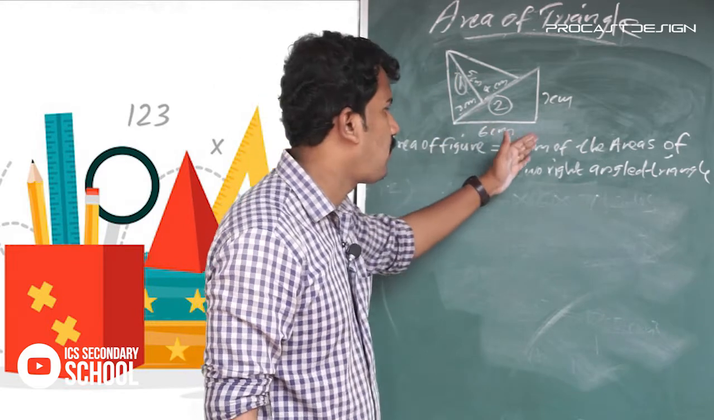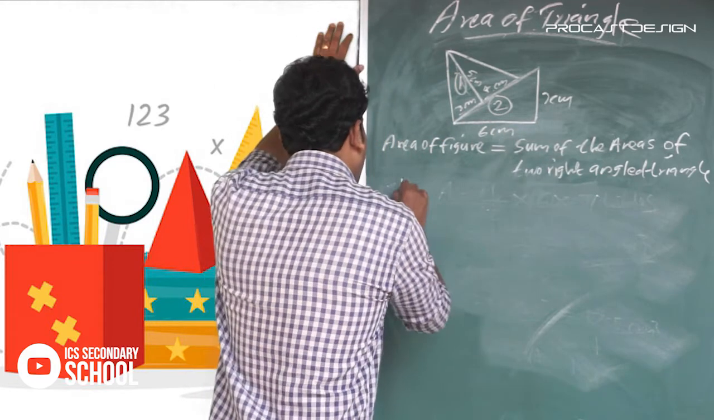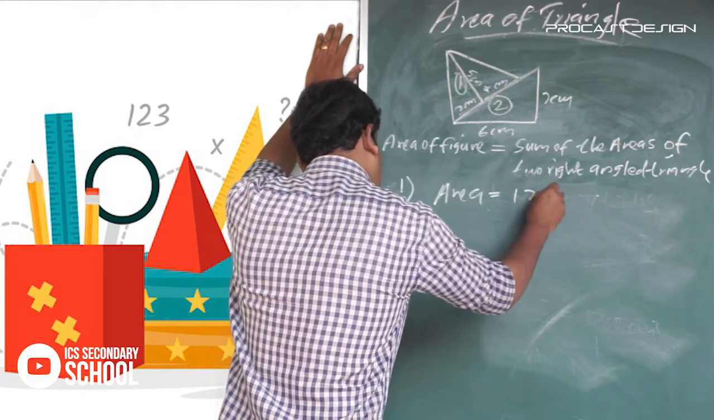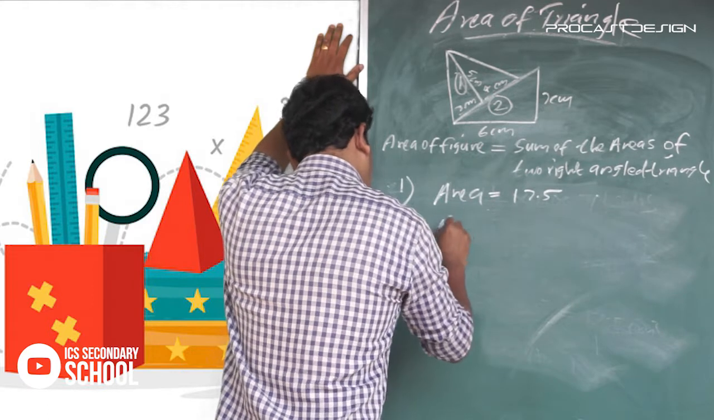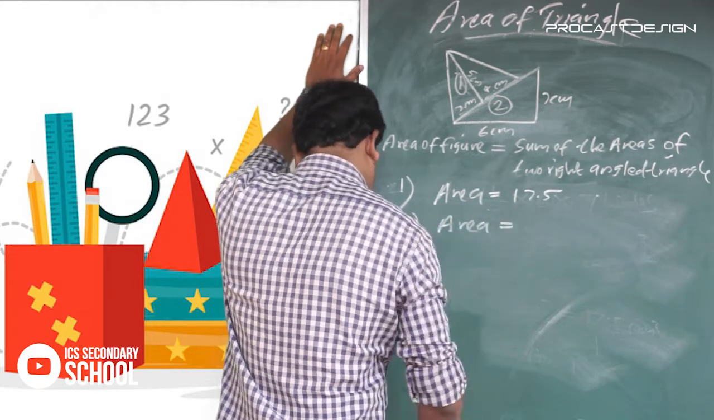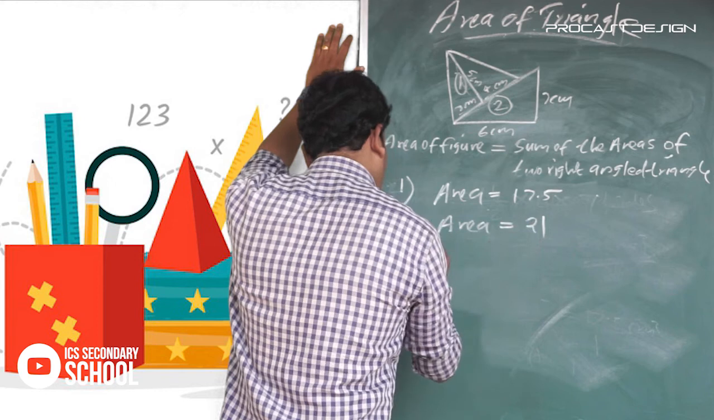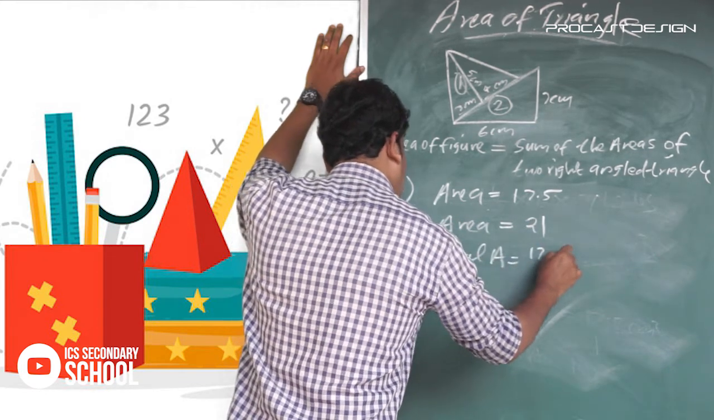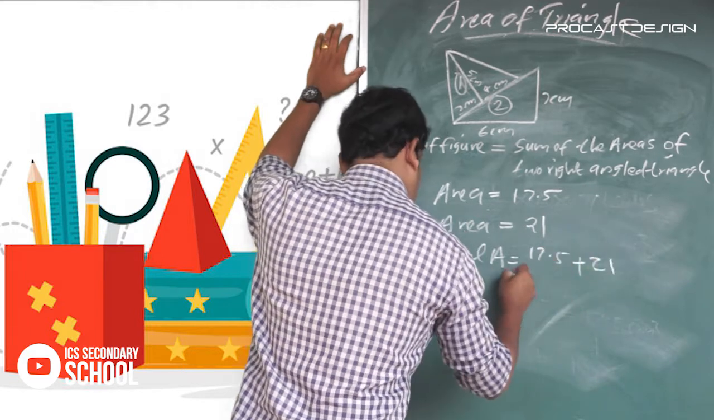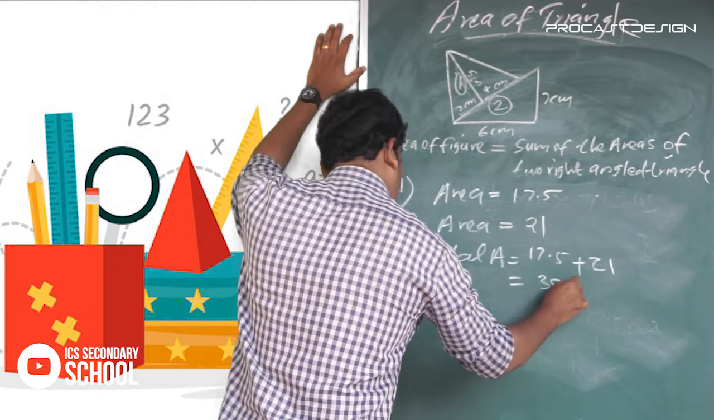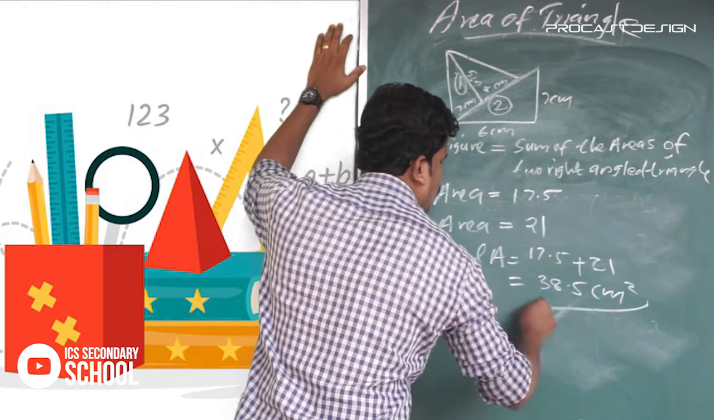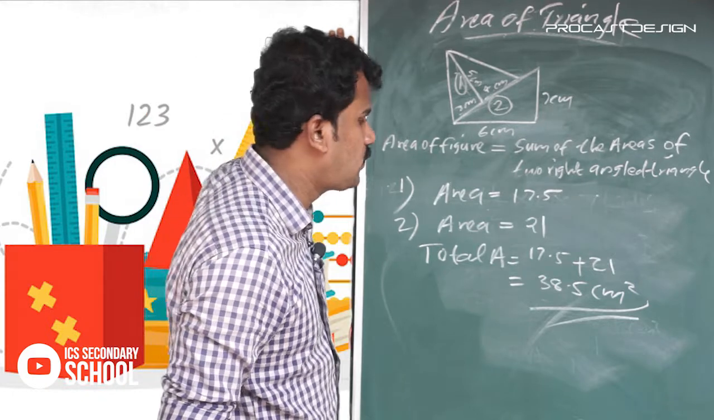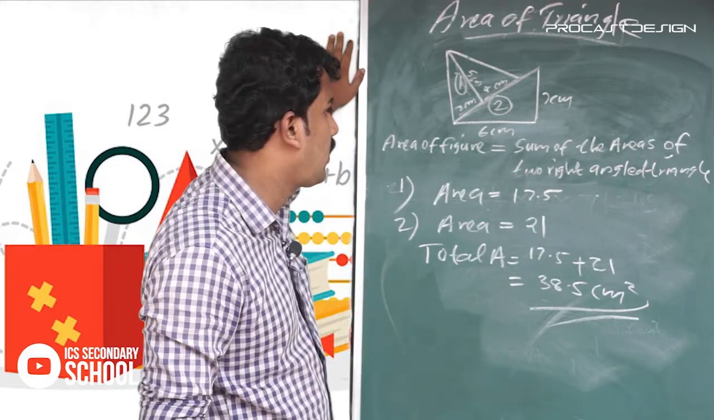Total area means the sum of the areas of the two right angle triangles. The first right angle triangle area is 17.5, and the second right angle triangle area is 21. So the total area of this figure is 17.5 plus 21, that is equal to 38.5 centimeter square. Okay, got it.